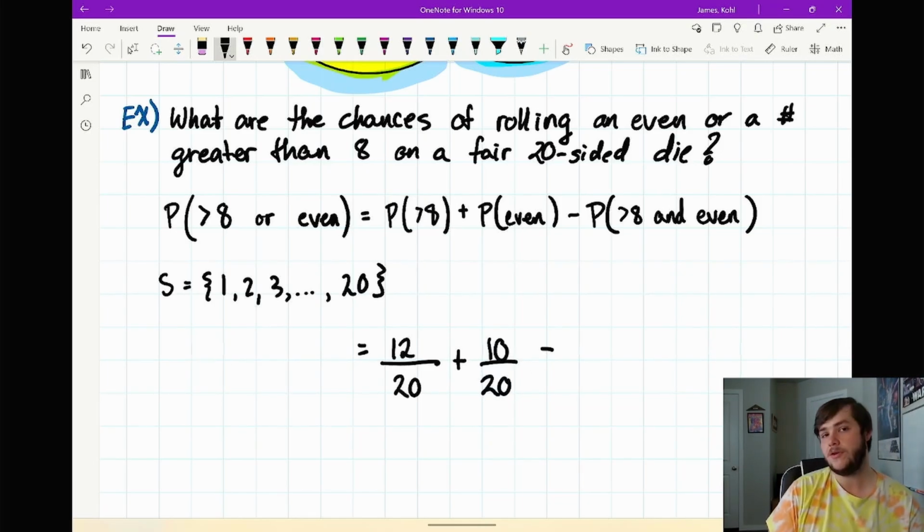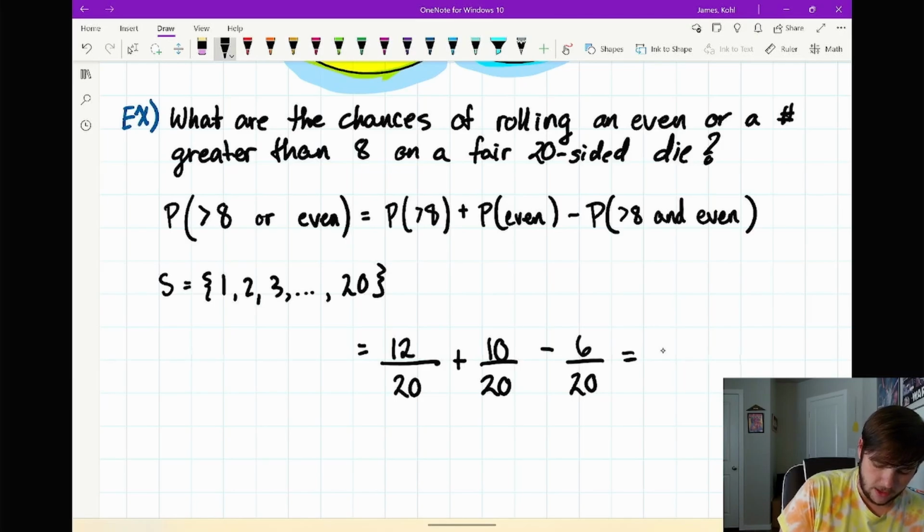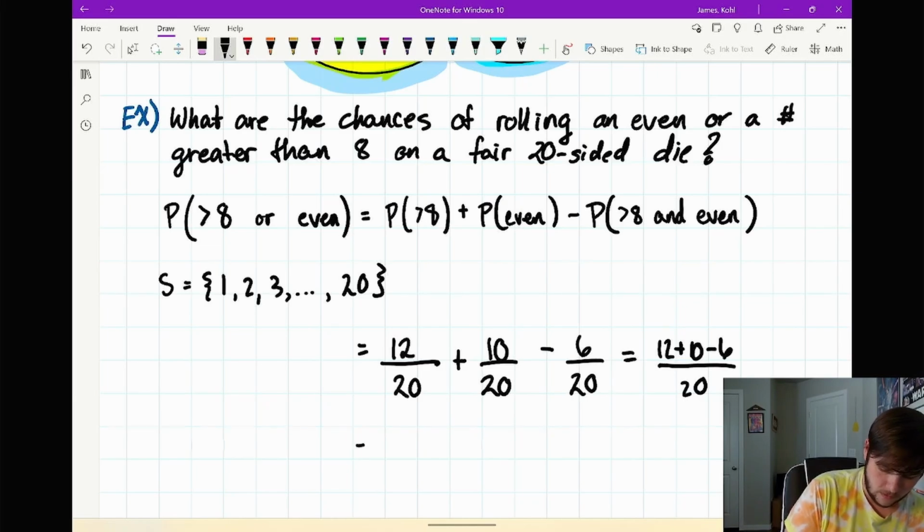And the probability that it's both greater than 8 and even are going to be 10, 12, 14, 16, 18, 20, or 6 of the results out of 20. So altogether then, I get 12 plus 10 minus 6 out of 20. That's going to be 16 out of 20.